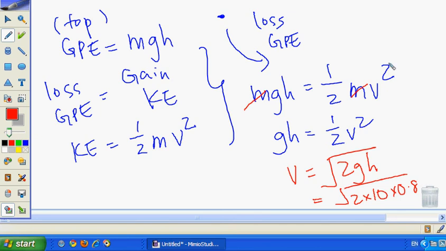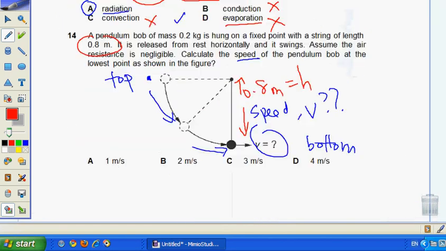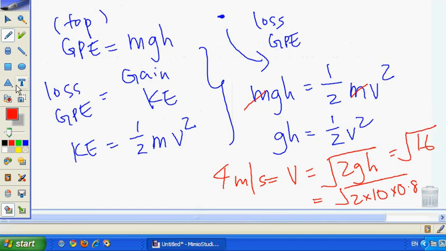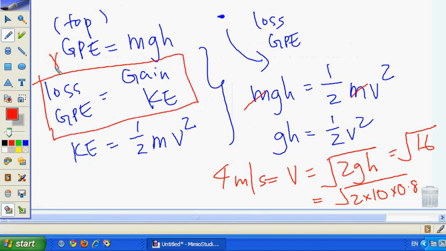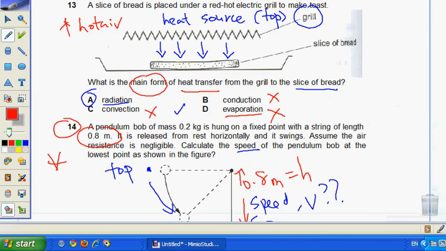If I square root 16, my answer will be 4 meters per second. Square root of 16 is 4. So my answer will be 4 meters per second, which is option D. Question 14 is quite a complicated question because some students can't see the link, which is conservation of energy: you lose height, you lose GPE, and you gain speed. So this is how you will solve this type of question. Okay, so we have finished page 5. So we'll stop here first.